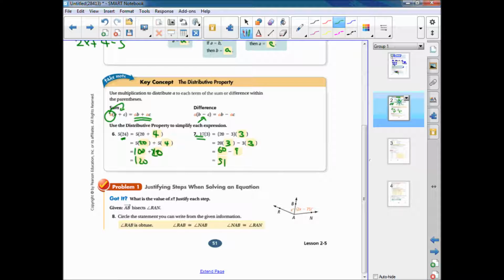If AB cuts the angle RAN in half, then I know that angle RAB, this part over here, should equal that part over there. So angle RAB should equal angle BAN. Let's see if we can find that. There's RAB and there's BAN. So that's the one we should circle. All right, flip it over.